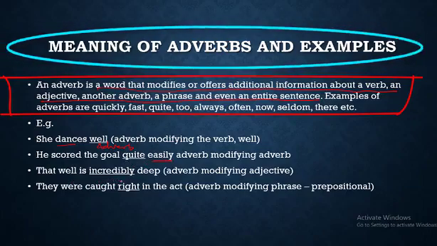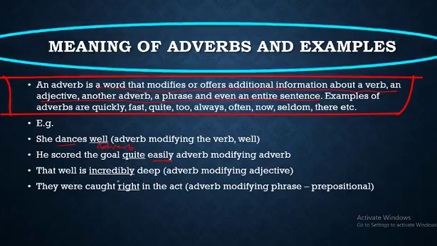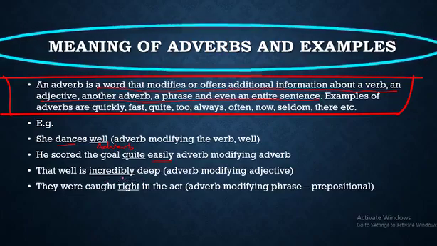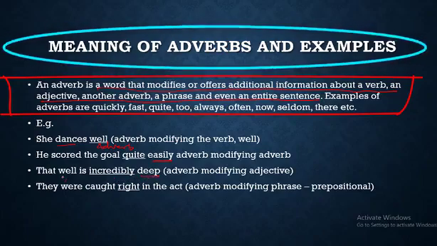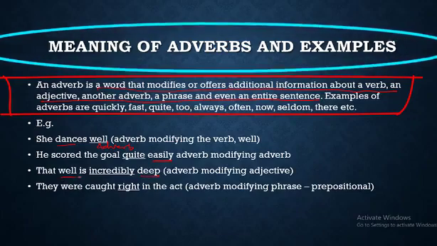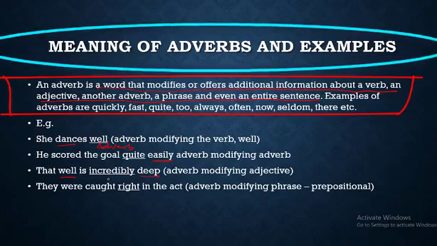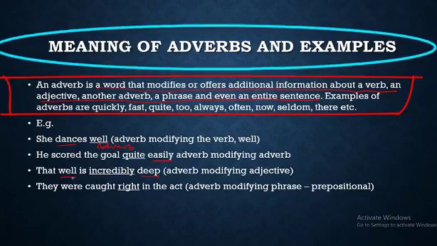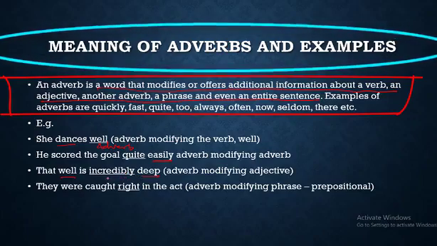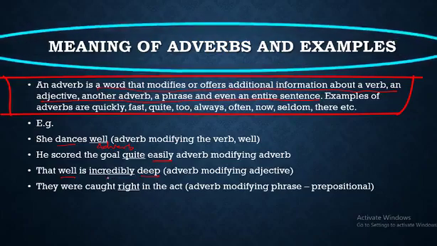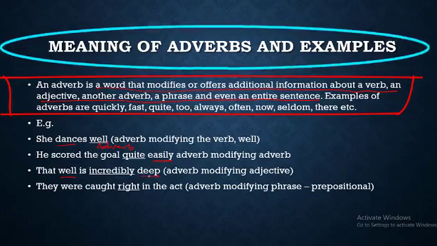That well is incredibly deep. That well is incredibly what? Deep. The underlined word is the adverb. If you look at deep, it is the adjective, trying to modify the noun well. So it's telling us more about the noun well. We can even do without the adverb. We can say that well is deep. But we want to show the degree, so we say that well is incredibly deep. So this incredibly, which is an adverb, is modifying the adjective deep.